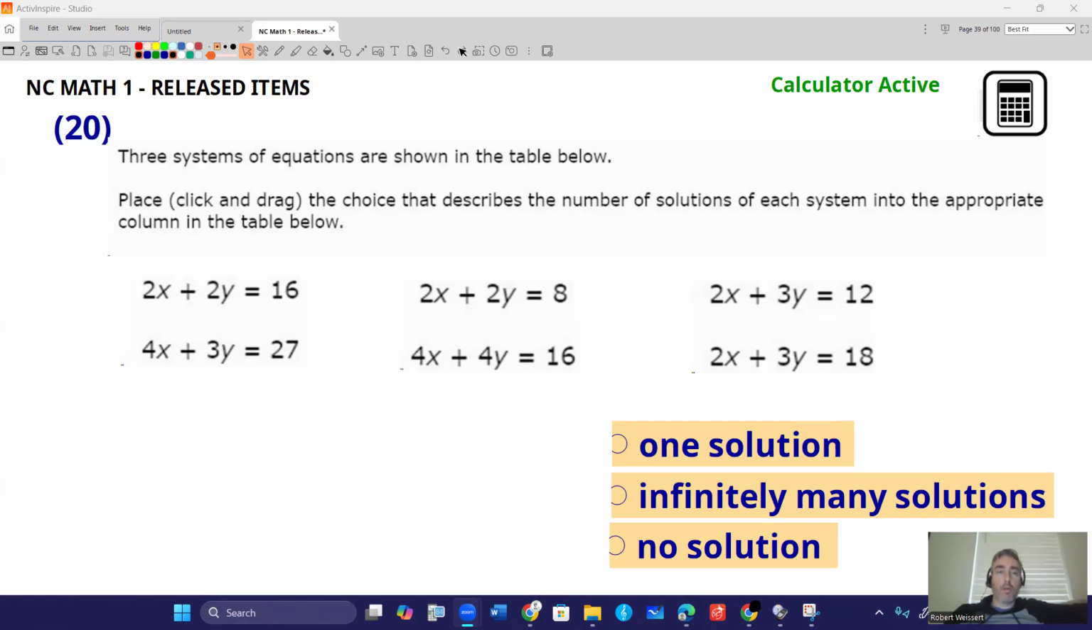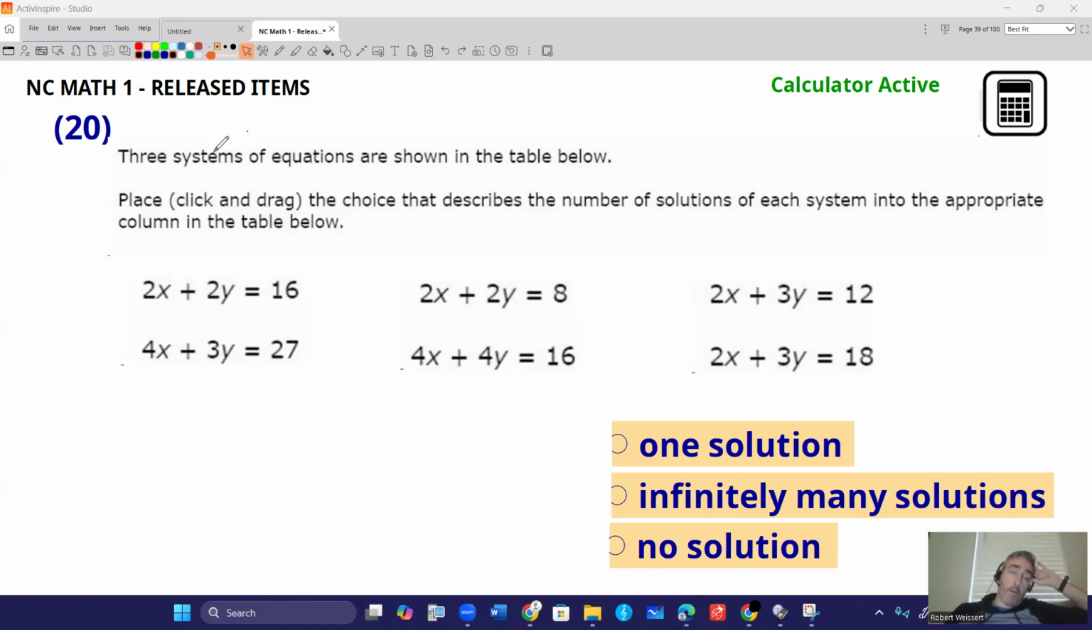Here's the question. Three systems of equations are shown in the table below. Click and drag the choice that describes the number of solutions of each system into the appropriate column of the table below. Well, let's see. Let's talk about this question first.